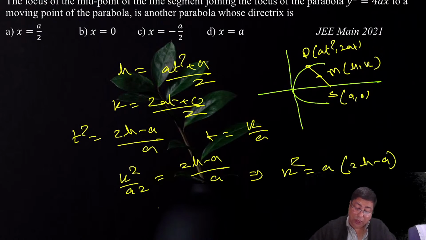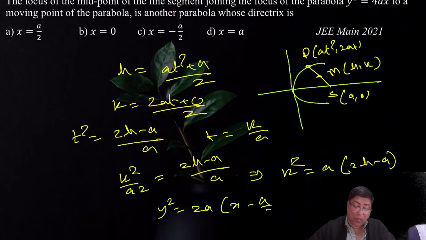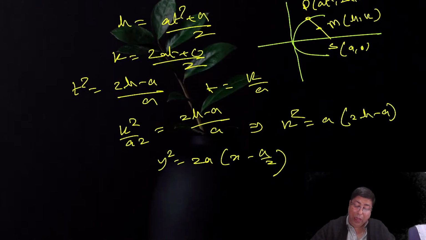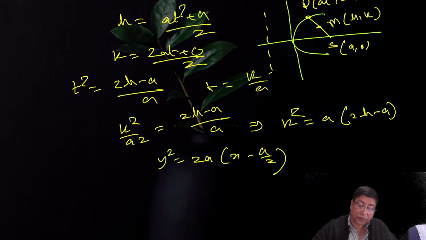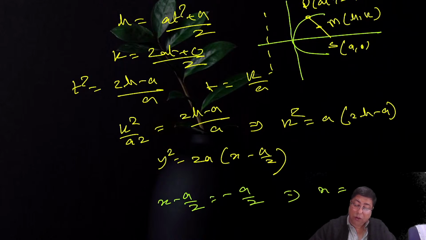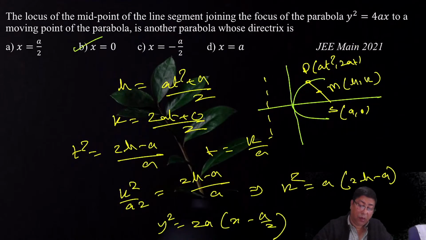Therefore, locus of (h, k): instead of h and k, put x and y. So we are getting y square equal to 2a into (x minus a by 2), which is a parabola. Directrix of the parabola: in this case, x minus a by 2 equal to minus a by 2. Therefore, x equal to 0 is the directrix of the parabola. So the option is coming to be B.